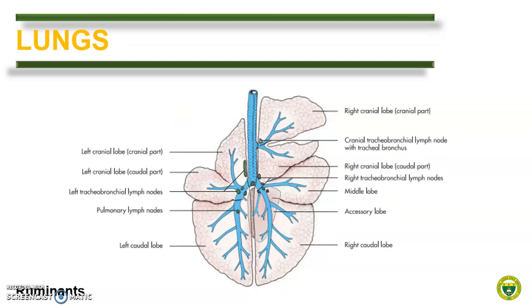In ruminants, the same pattern is observed with some modifications. The left cranial lobe is also divided into cranial and caudal parts. In addition, the right cranial lobe is also divided into cranial and caudal parts. It has a tracheal bronchus ventilating the right cranial lobe.